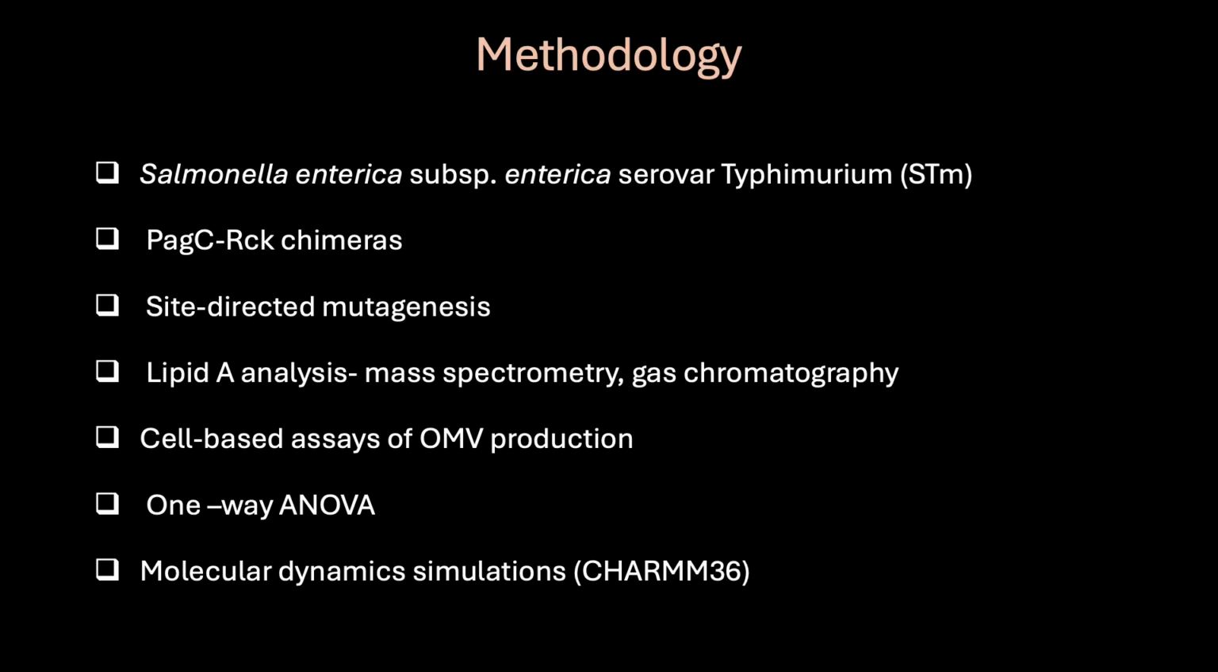So in this study, they used Salmonella enterica, subspecies enterica Serovar typhimurium, or STM, because it is a facultative intracellular pathogen that is known to increase outer membrane vesicle production inside the acidic vacuoles of host cells. So this makes it a good model to study how pH changes influence outer membrane vesicle production and the underlying mechanisms involved.